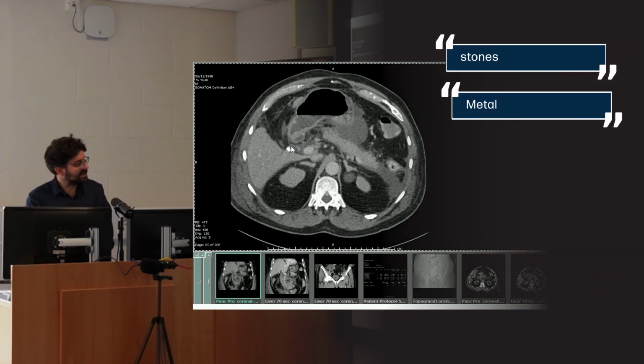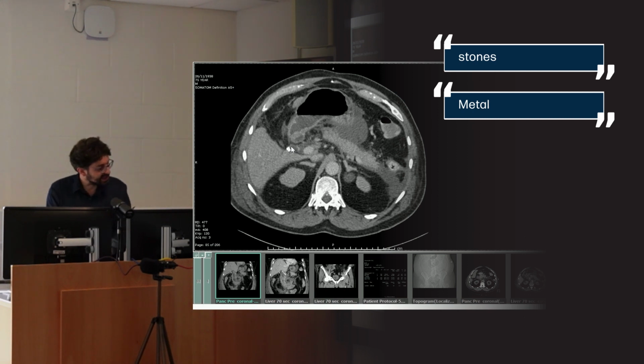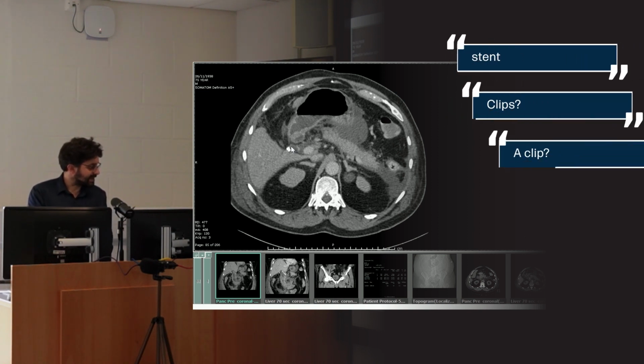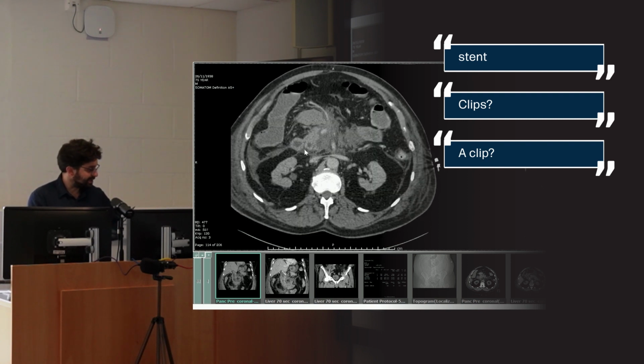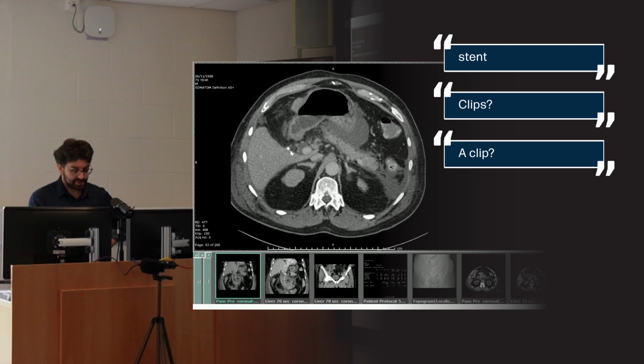So stones will be similar to bone density, so they'll be over 100 Hounsfield units. Metals, absolutely. So if it's made of metal, what is it? Clearly doesn't belong in the patient. So if it was a tubular metal structure within the bile duct, then absolutely it could be a stent. Yes, this is a clip.